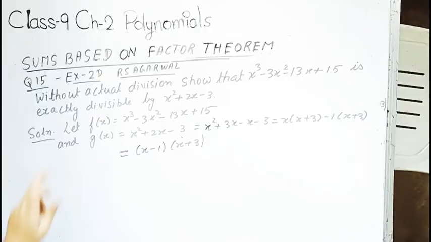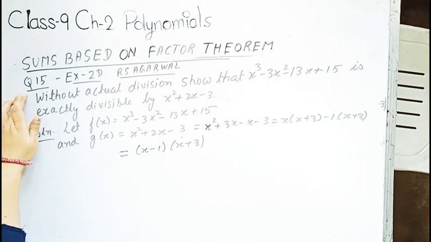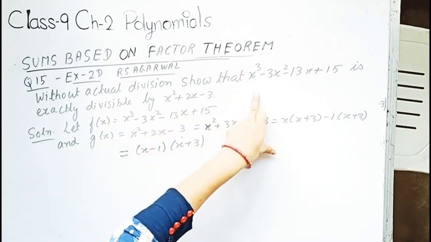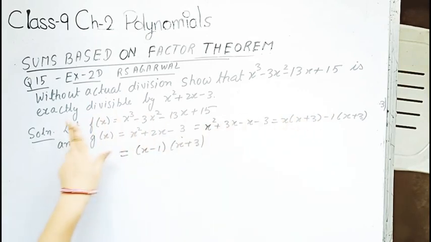Let us continue with exercise 2D of R.S. Aggarwal. The question is question number 15. The question is: without actual division, show that x³ - 3x² - 13x + 15 is exactly divisible by x² + 2x - 3. So let us start the solution.